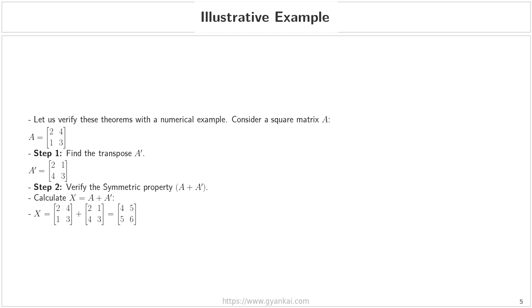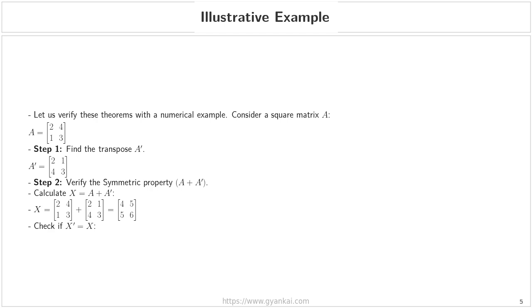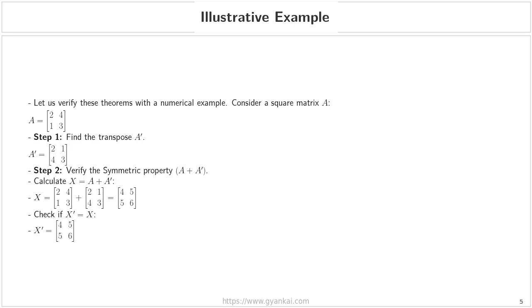To verify if X is symmetric, we must check if X transpose is equal to X. If we take the transpose of matrix X, we find that the first row remains 4 and 5, and the second row remains 5 and 6.